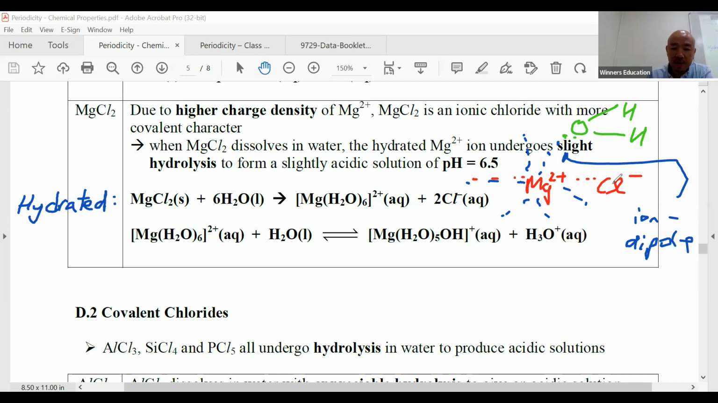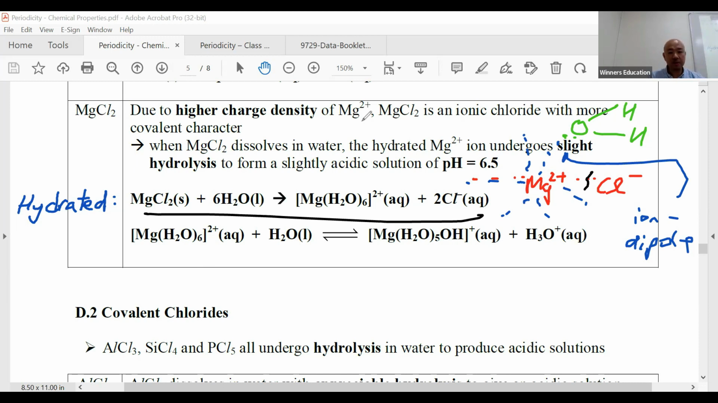And therefore, you break the electrostatic force of attraction. Now, chloride, why don't we also put 6 water over there, right? Nothing wrong, you can put, but the chloride there doesn't affect our pH, so we don't show it. Understand what I'm doing? Make sense? All we want to show is why the pH is 6.5. The chloride there won't affect the pH, so we don't show it. So this is your hydration equation, 1 mark in exam.